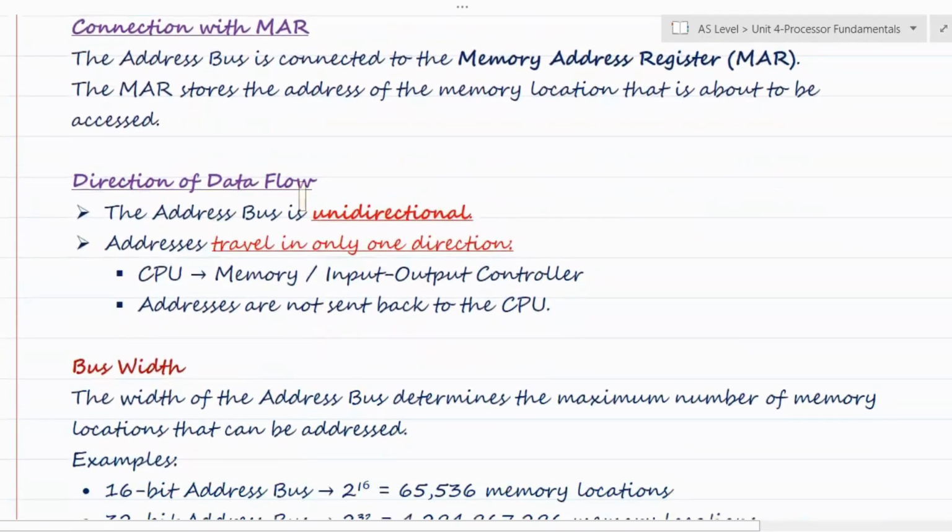Now, a very, very important thing is direction of data flow. Remember, the address bus is the only bus that is unidirectional in nature. The other two buses, control bus and data bus, are bidirectional. This is because addresses can travel in only one direction, from CPU to memory or to input-output controller. Addresses are not sent back to the CPU. That is why address bus is unidirectional. Remember, there are many a times questions based on this topic.